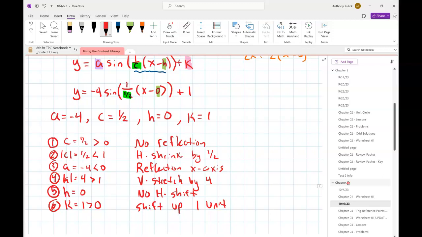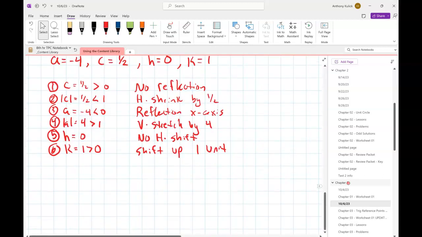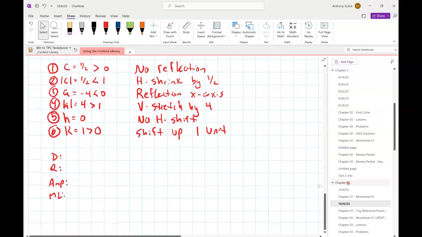So that's me describing the transformation. Exactly the same process that we used in the last assignment, right? Nothing has changed other than there's a sine or a cosine in there, but like, what did it do? It doesn't really do anything. The other thing it asked for was domain, range, amplitude, midline, period, and frequency.